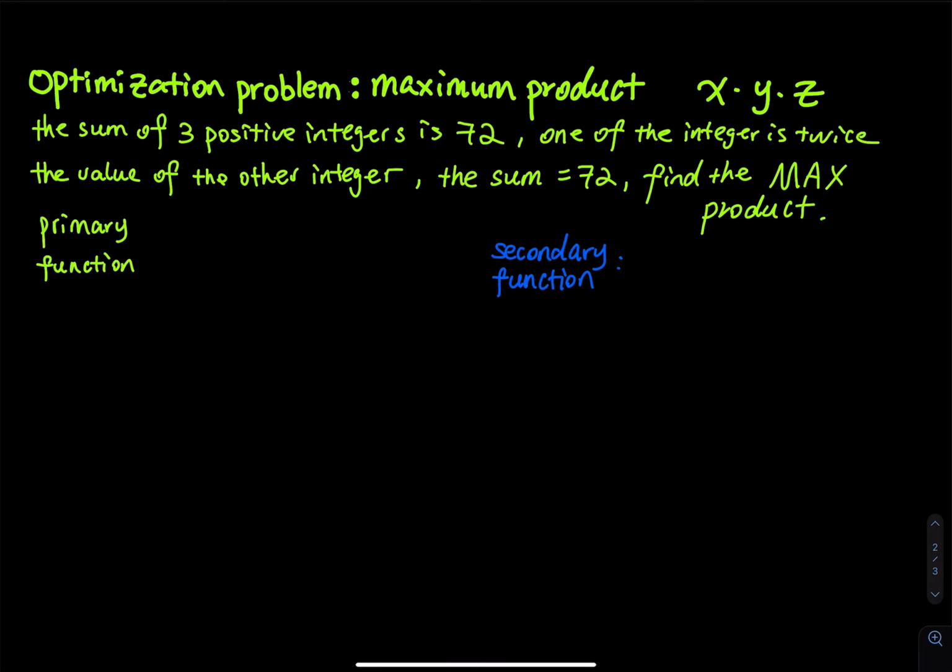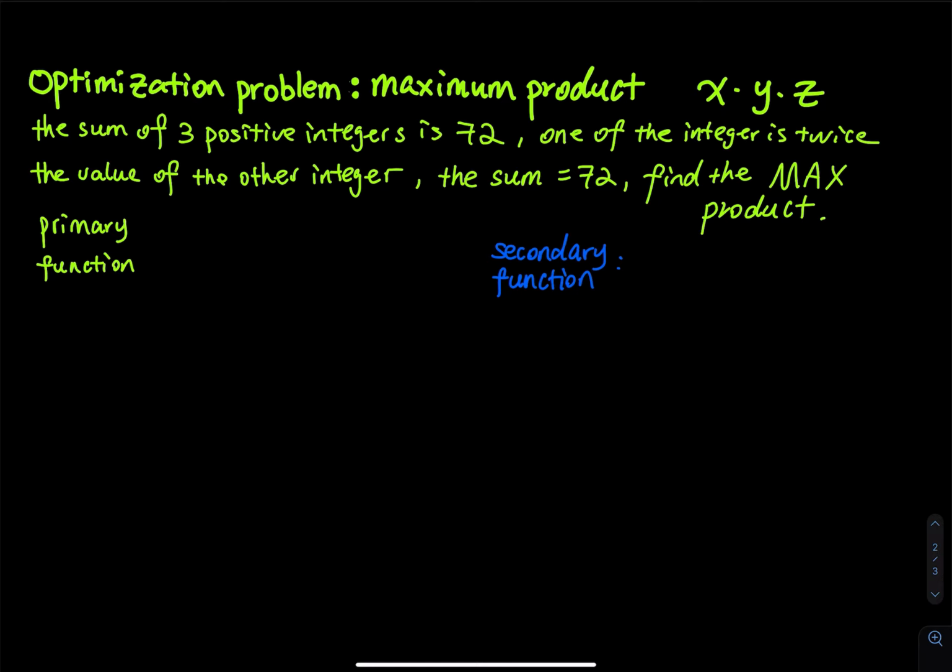This optimization problem is about the maximum product of three numbers, x, y, and z. The problem says the sum of three positive integers is 72, so we have x plus y plus z equals 72. One of the integers is twice the value of another integer. The sum is equal to 72. I want you to find the maximum product.